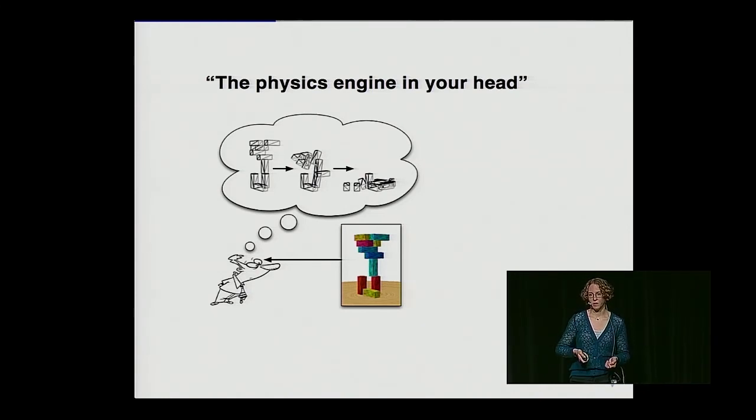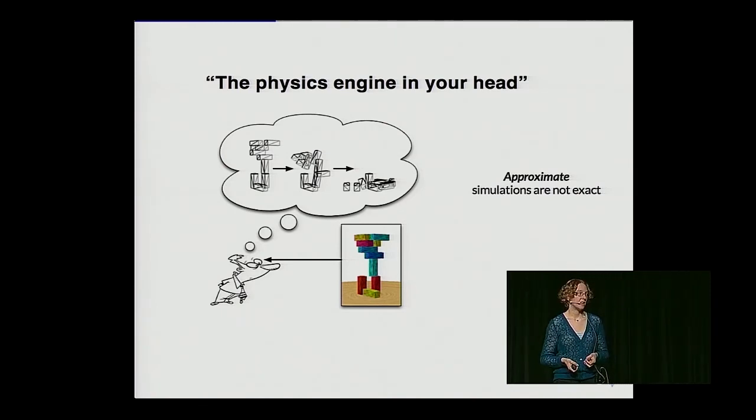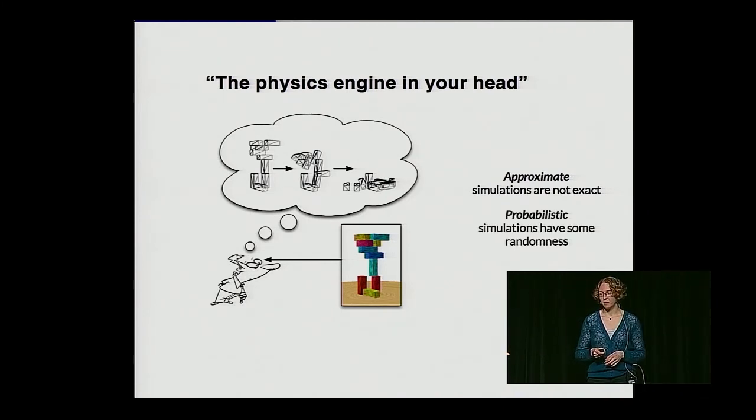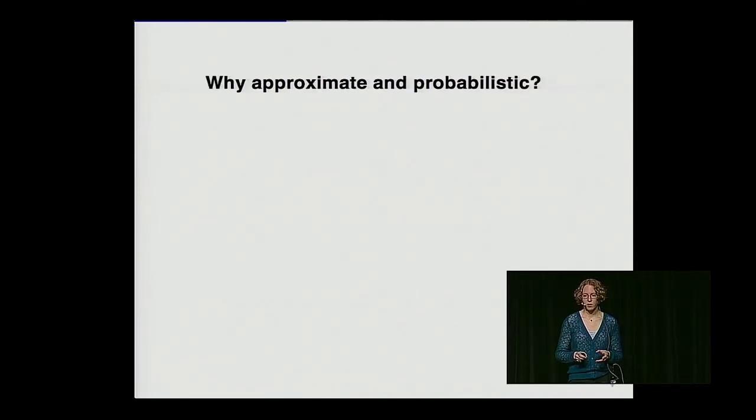There are two components to this hypothesis. The first is that this physics engine is approximate, meaning that the simulations it runs aren't exact. The second is that it's probabilistic, meaning that if you run the same simulation twice, you might get a slightly different answer. The reason for these two components is that the world has uncertainty in it.